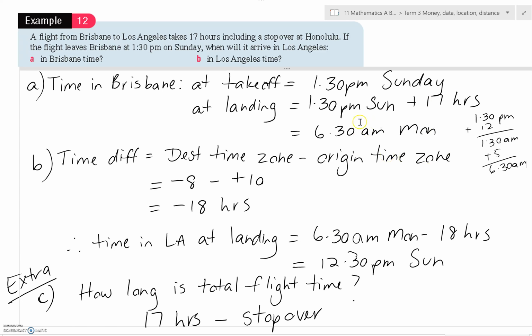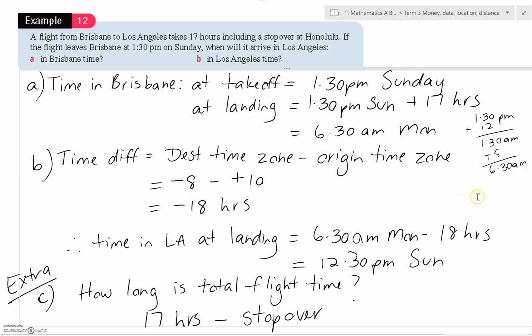So we need to just take that landing time in Brisbane that we worked out up here and take those 18 hours off to figure out what time it would have been in Los Angeles at that time. So 6:30 a.m. Monday is when we say we're landing, Brisbane time. Take 18 hours off, and that's actually 12:30 p.m. Sunday. And maybe you notice something a little bit funny about this, that we're actually landing in Los Angeles 1 hour before we even leave, the same time Brisbane time, because they're 18 hours behind, and it's only a 17-hour flight. So sometimes that happens when you travel around the world. You gain days, you lose days.